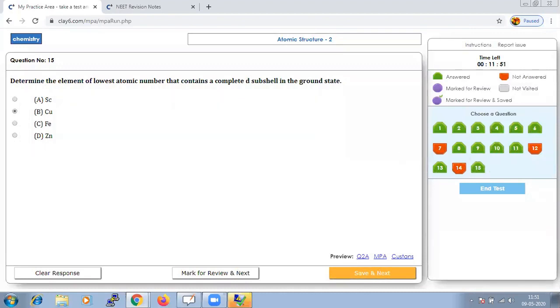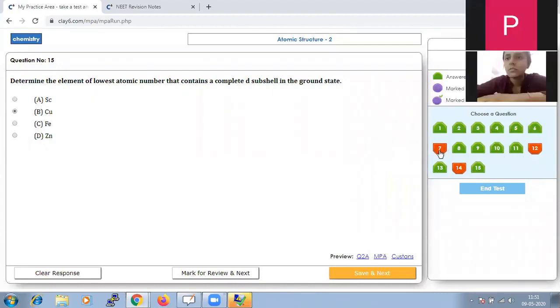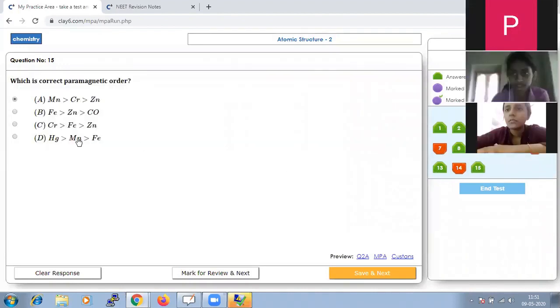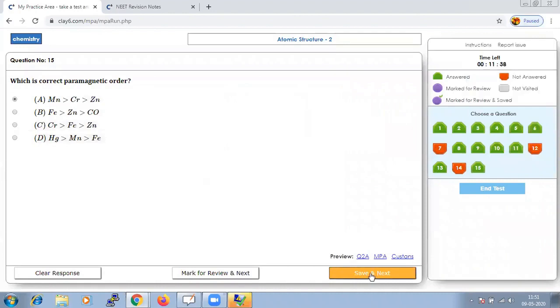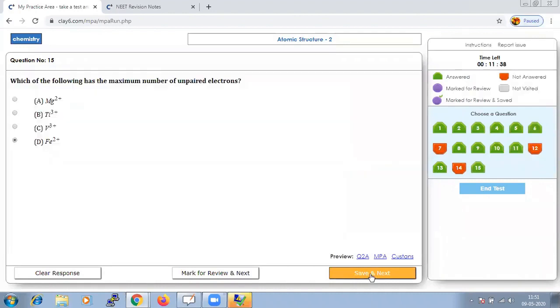You could see here that there are 3 questions which are red. That means I would not have saved the answer. Let us go back to those questions. We have discussed it. Let us save that answer. I would have missed saving it.